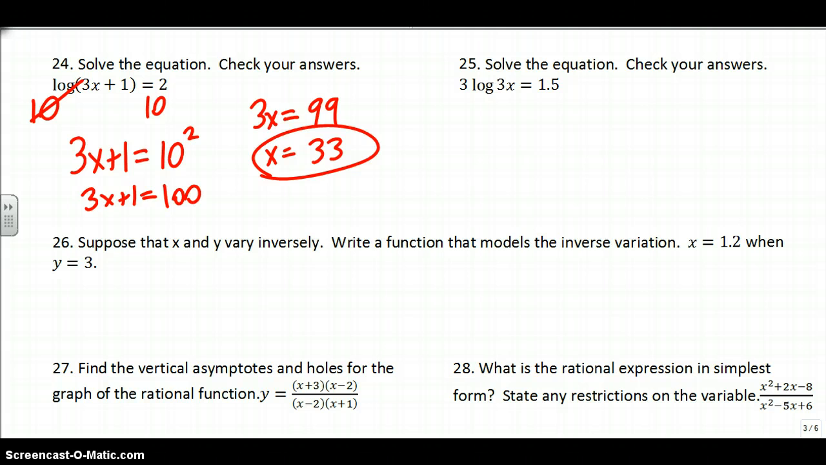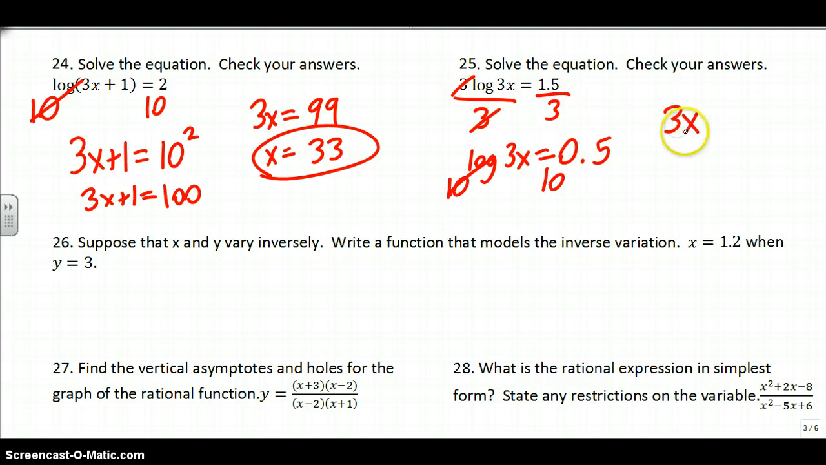25, kind of similar. The only rule about the bumping the base thing is I can't do it until the log is by itself. So I've got to get rid of that pesky 3 out front. But that's easy. Log of 3x equals 1/2, right? 1.5 divided by 3 is 1/2, because it's half of it. Again, bump that base. Well, the base is 10 again, because they didn't write it. So we have 3x equals 10 to the 0.5 power.